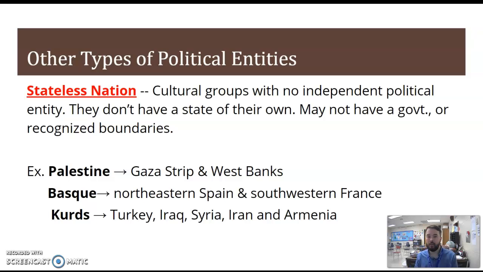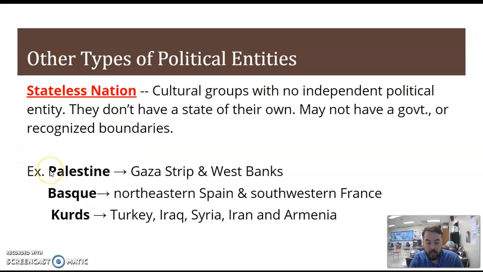Okay, a stateless nation is a cultural group that has no independent political entity, or identity. They don't have a state of their own. They don't have a government. They don't have recognized boundaries, but they are very unique in their cultural identity. So they consider themselves part of that nation, but they don't fulfill the requirements of being a state.